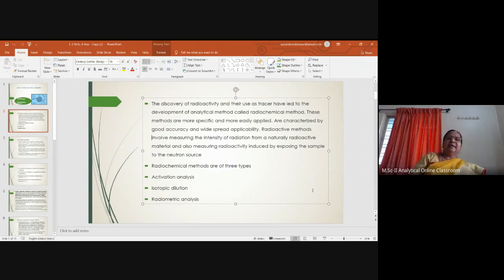That is, from the results obtained, we can determine the concentration of certain elements present in the given sample up to the ppm level. Very small concentrations can be accurately determined, and it is widely applied in various fields. Radioactive methods involve measuring the intensity of radiation from a naturally radioactive material and also measuring radioactivity induced by exposing the sample to the neutron source.